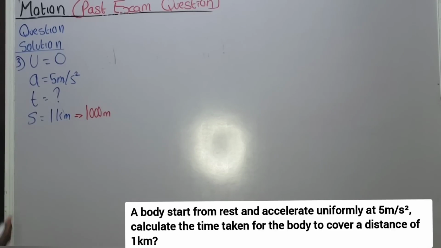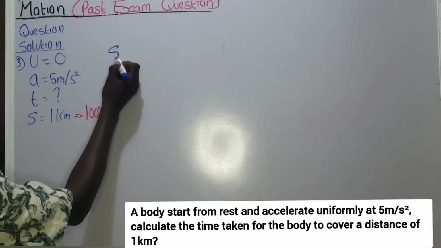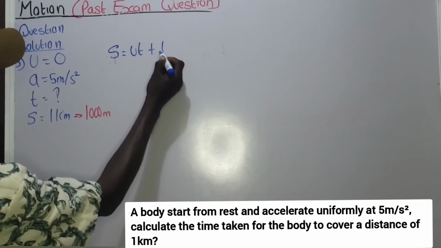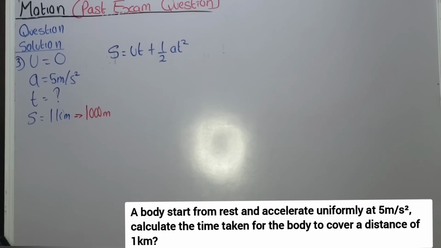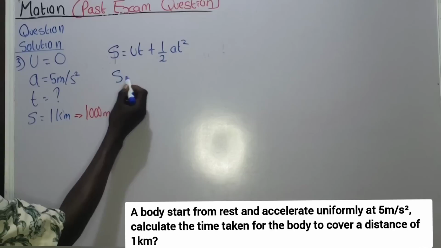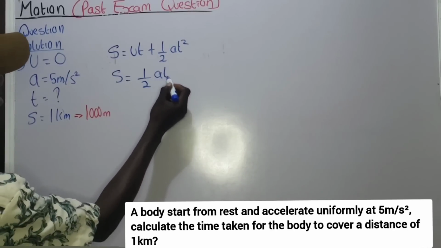Having changed the units to the necessary units, all you have to do now is to know, with respect to the parameters given in the question, which of the equations of motion suits them. The second equation of motion does that. So S equals ut plus 1/2 at squared. But because the initial velocity is 0, S equals 1/2 at squared.